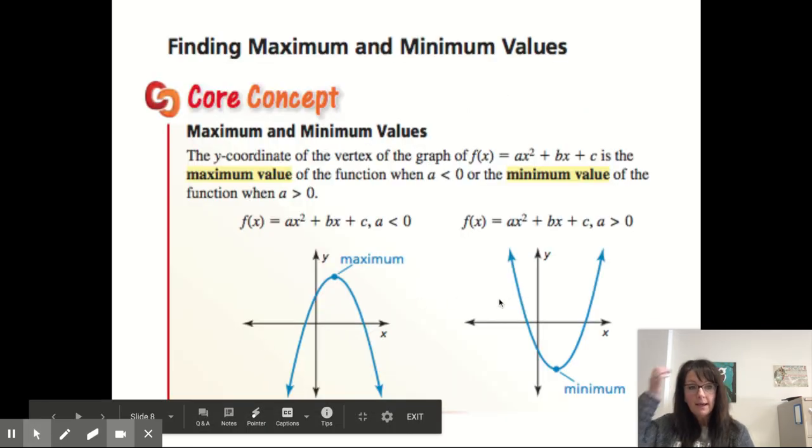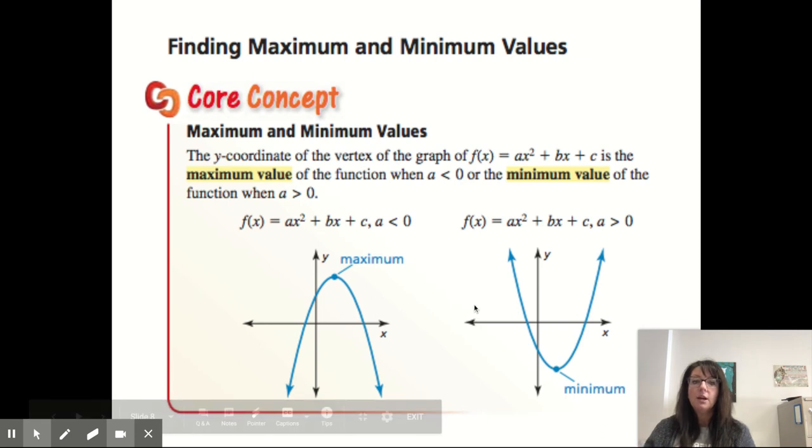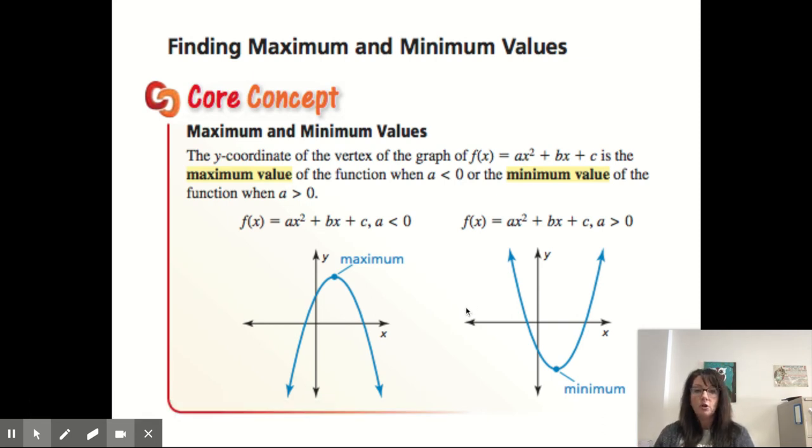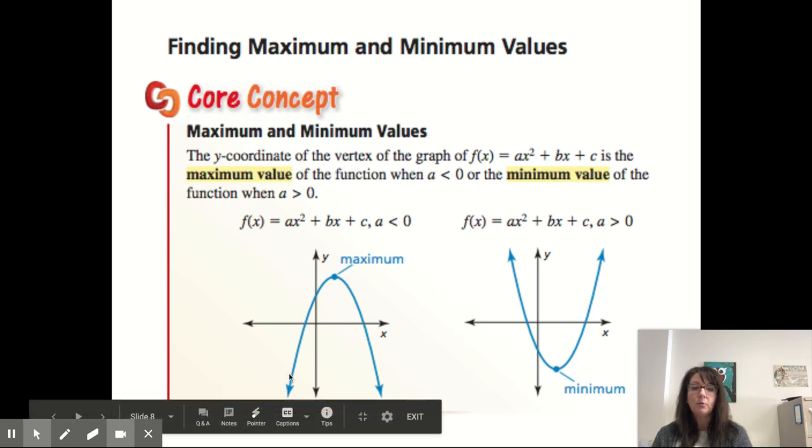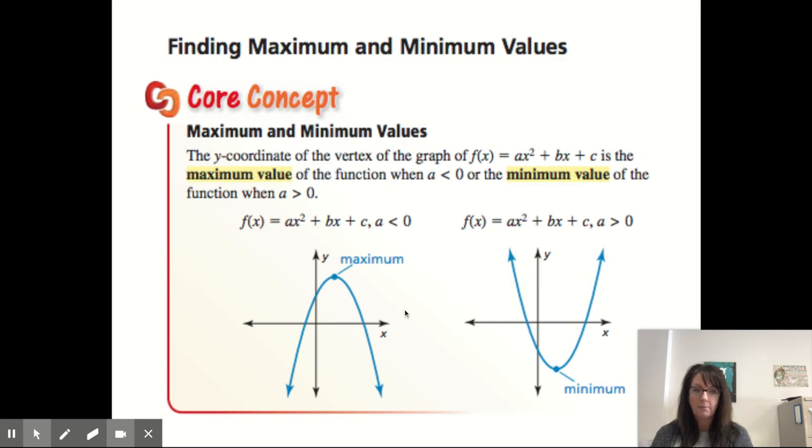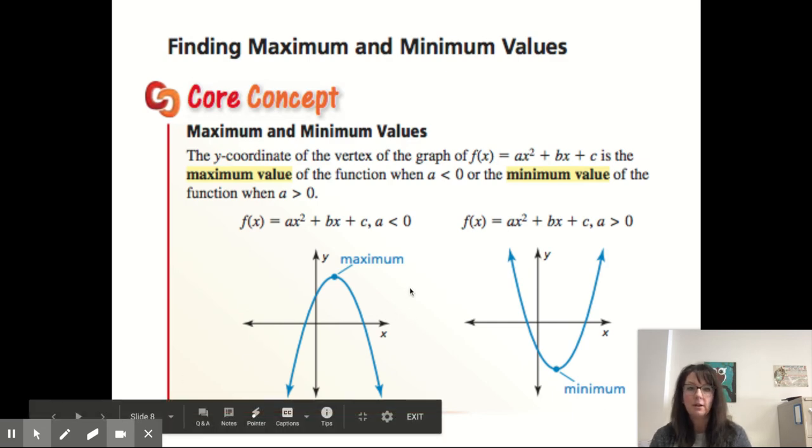All right, so minimum maximum, not a hard concept at all. It's either going to open up or it's going to open down. We kind of already talked about that. It says here when a is less than 0, so a is a negative number, it will open down. And then we'll have a maximum point, a high point of our graph. When a is greater than 0, we will have a minimum value, and that's all it means. It really is just describing, in math terms, whether it's opening up or opening down, maximum, minimum.